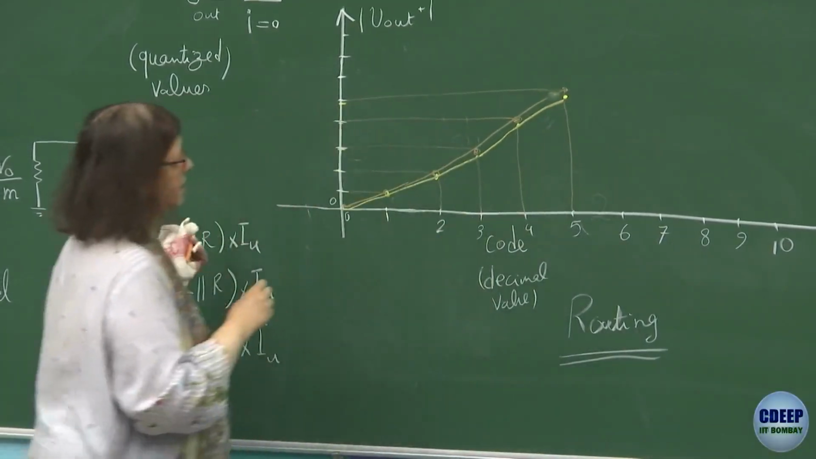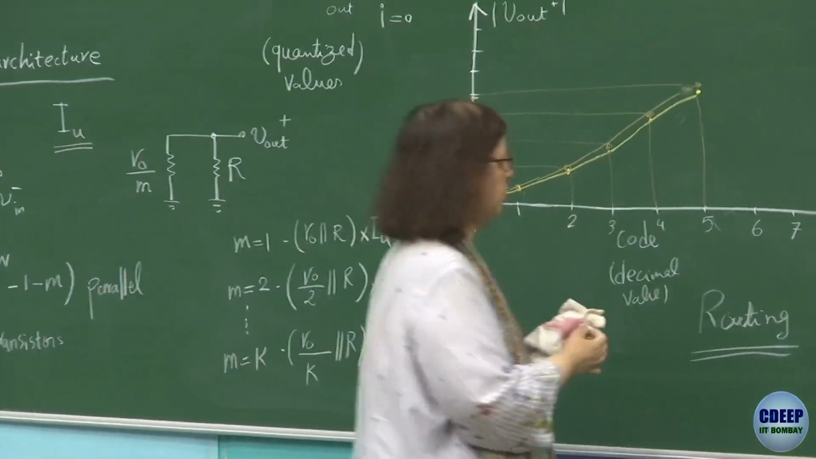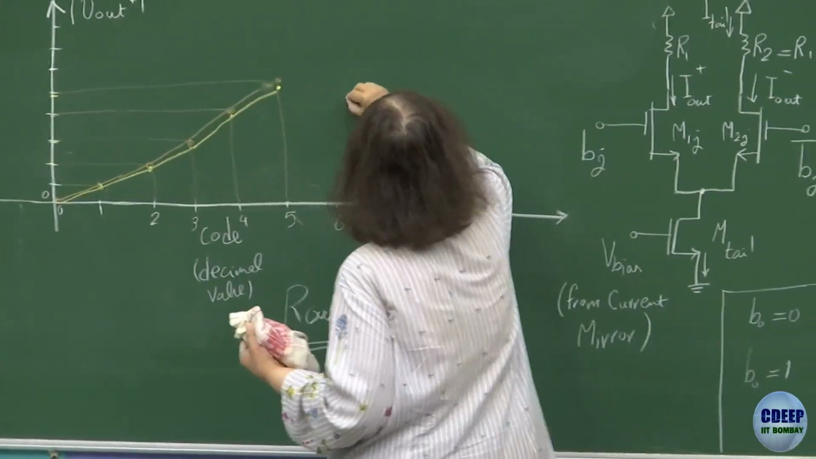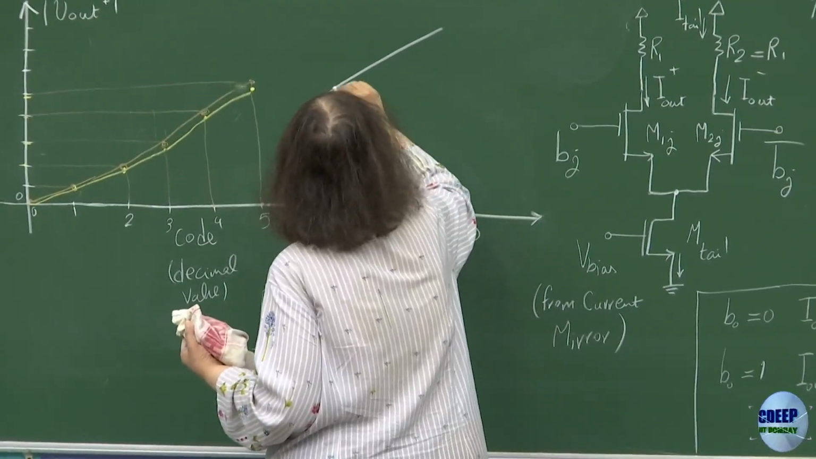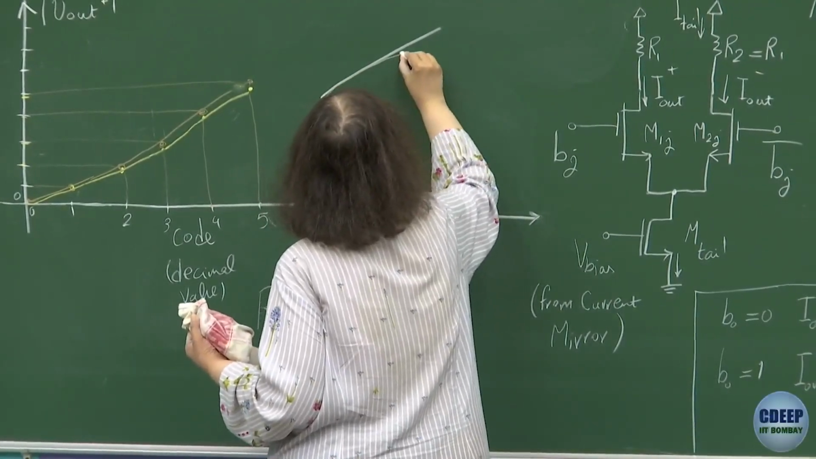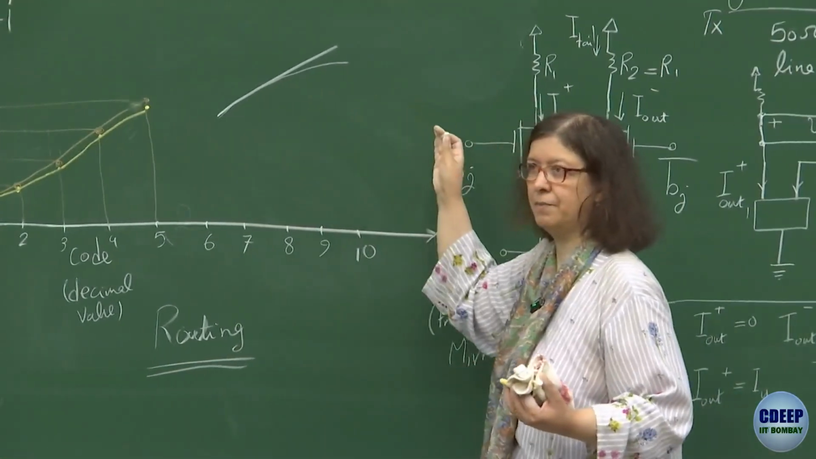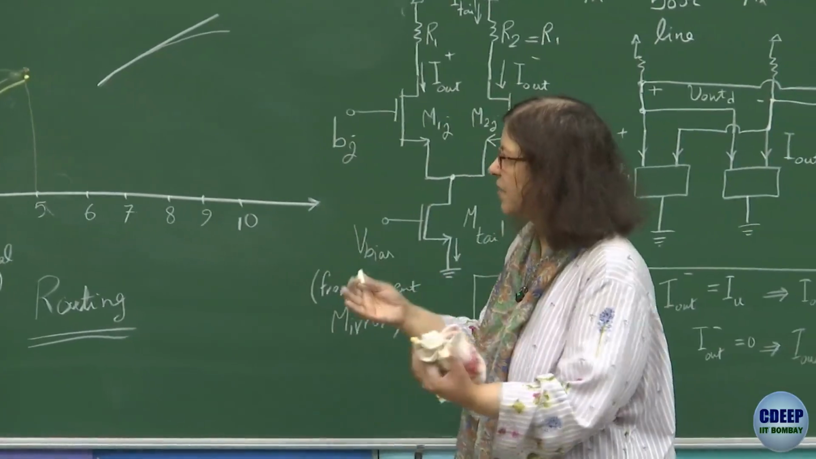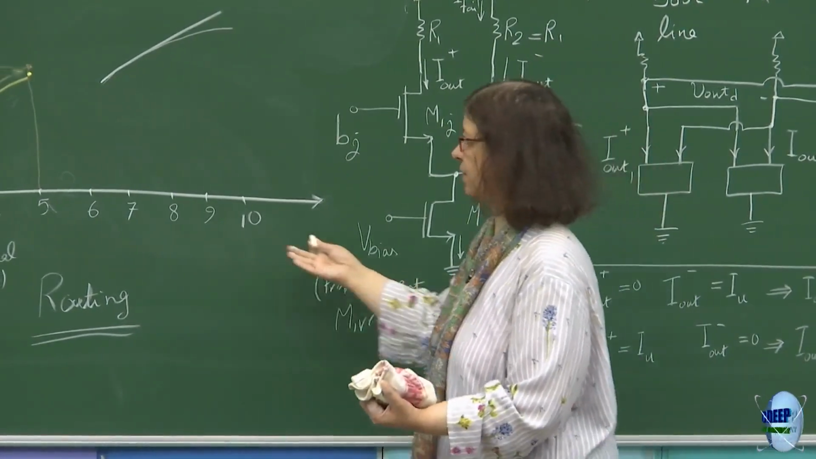That means it's gradually reduced. If I want to show how it will really be, if this is the ideal characteristic, the real characteristic will become something like this. It's eventually bending. The reason is that the size of the LSB is reducing as we increase the code value.